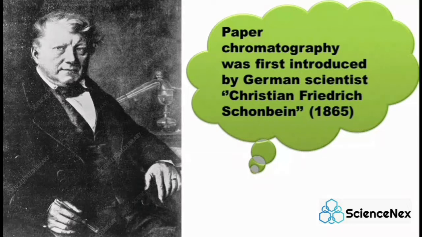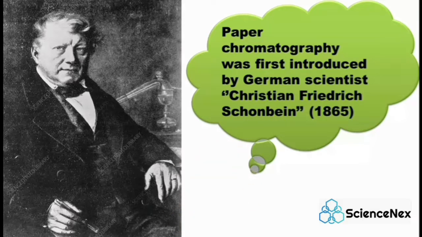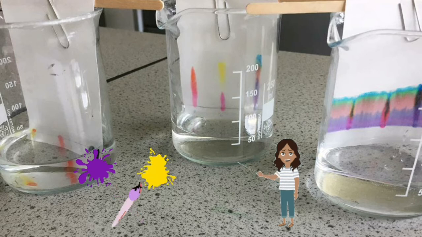Paper chromatography was first introduced by German scientist Christian Friedrich Schonbein in 1865. Paper chromatography is an analytical method used to separate colored chemicals or substances.